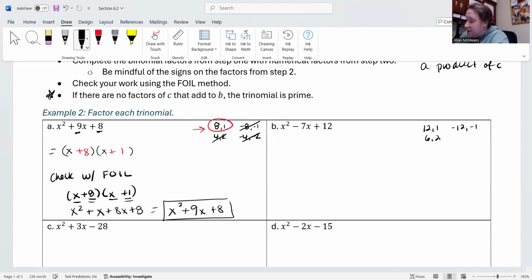I could have 6 and 2. I could also have -6 and -2. And lastly, I could have 3 and 4 or -3, -4. So let's go through and add up each pair of numbers.